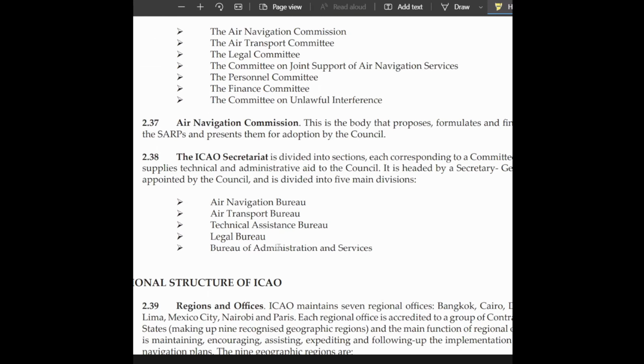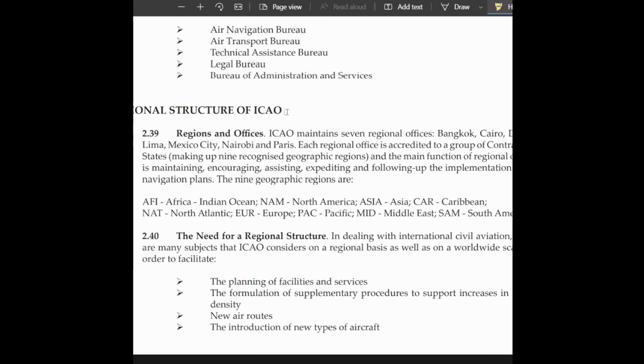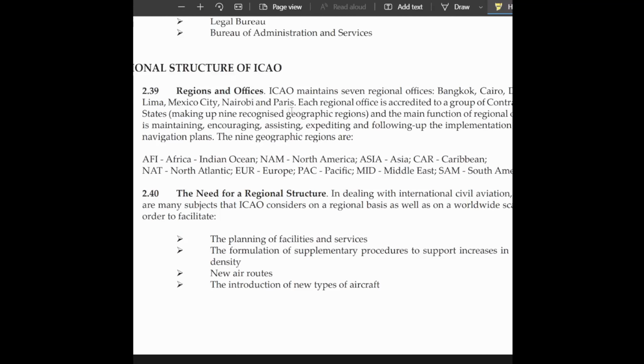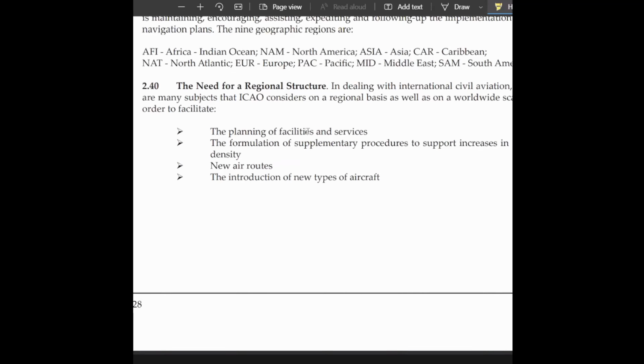Not too important, all of these, what it does. Regional offices again are not required.